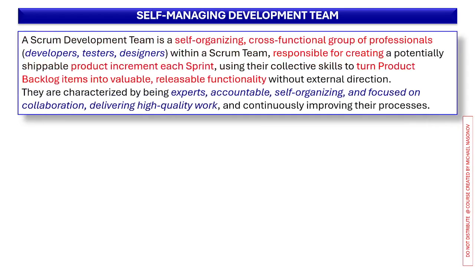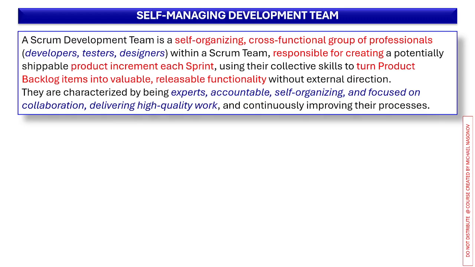Self-managing development team, or Scrum team. The Scrum development team is a self-organizing, cross-functional group of professionals who are developers, testers, designers, and others within a Scrum team, responsible for creating a potentially shippable and deliverable product increment in each sprint, using their collective skills to turn product backlog items into valuable, releasable functionality without external direction. So far, the Scrum development team is a collective.